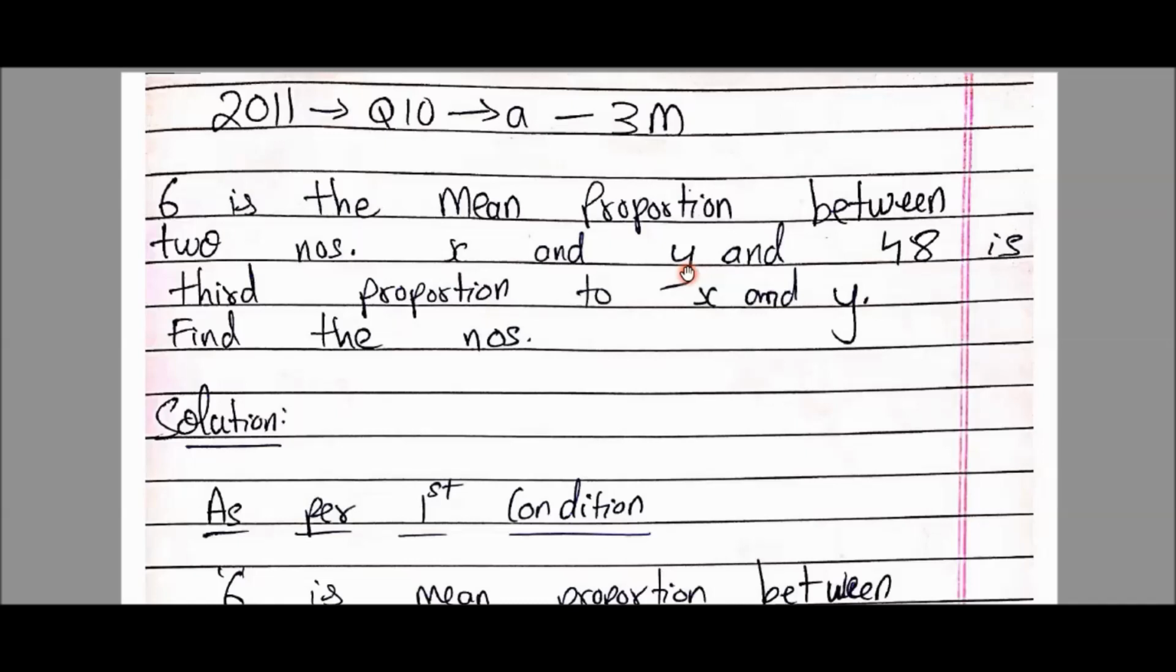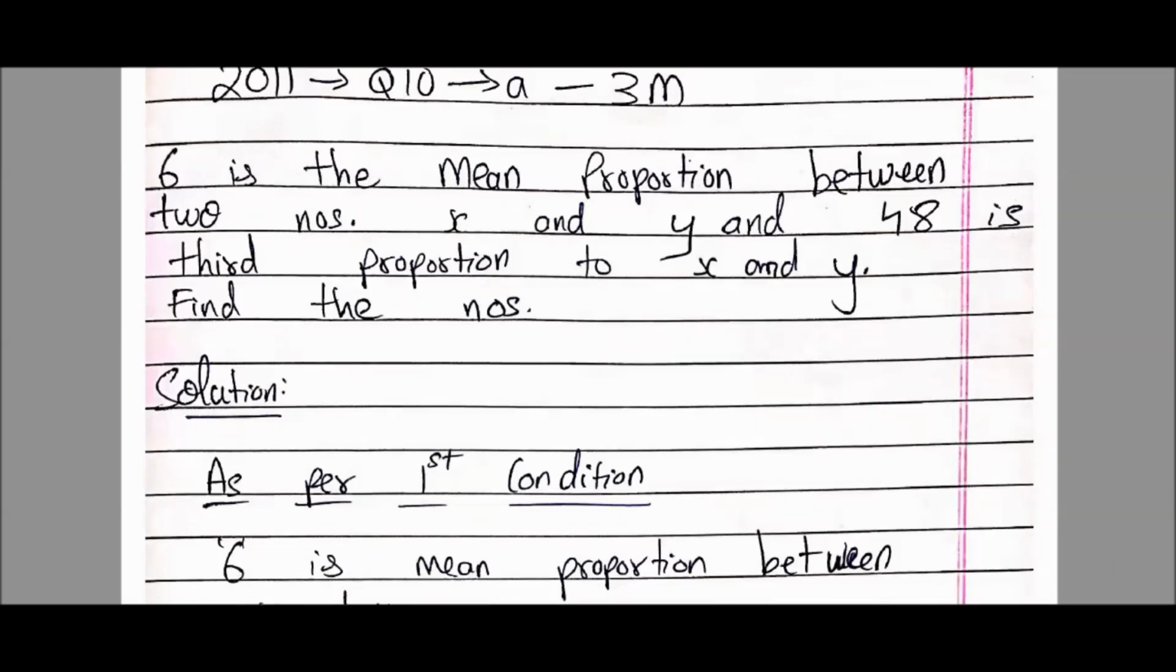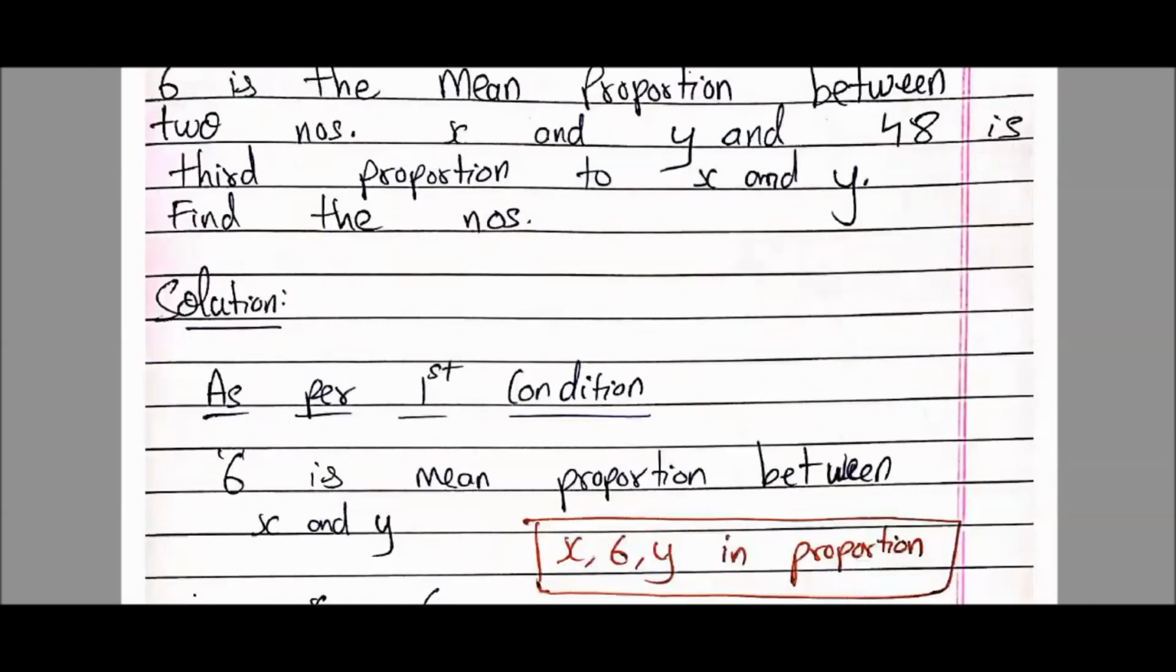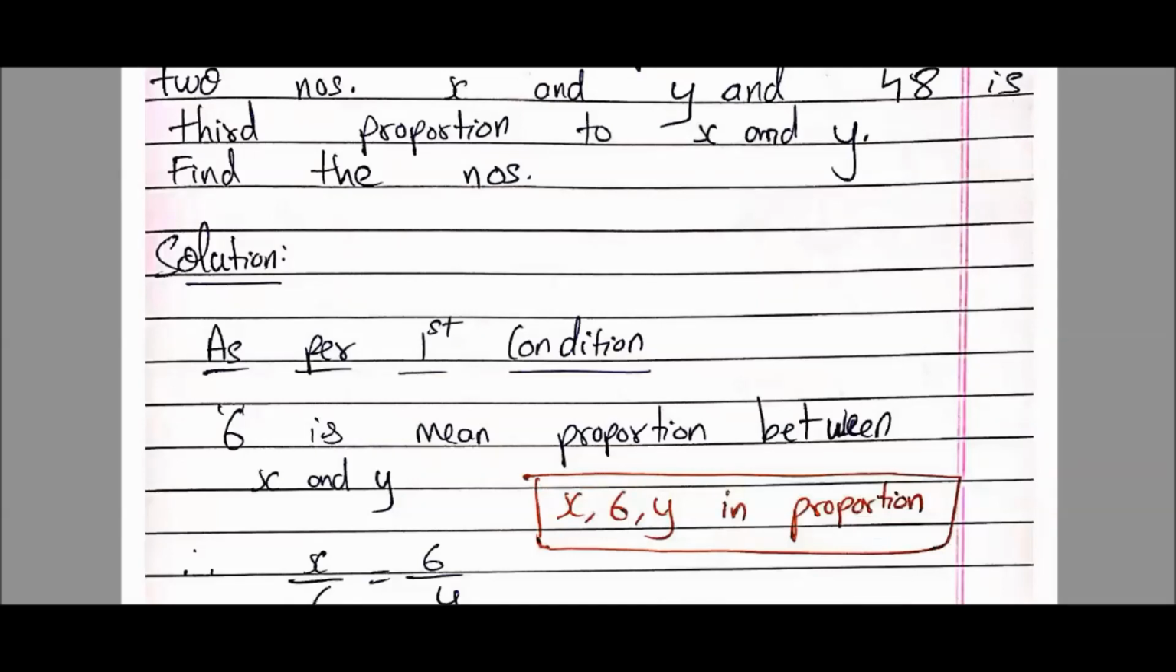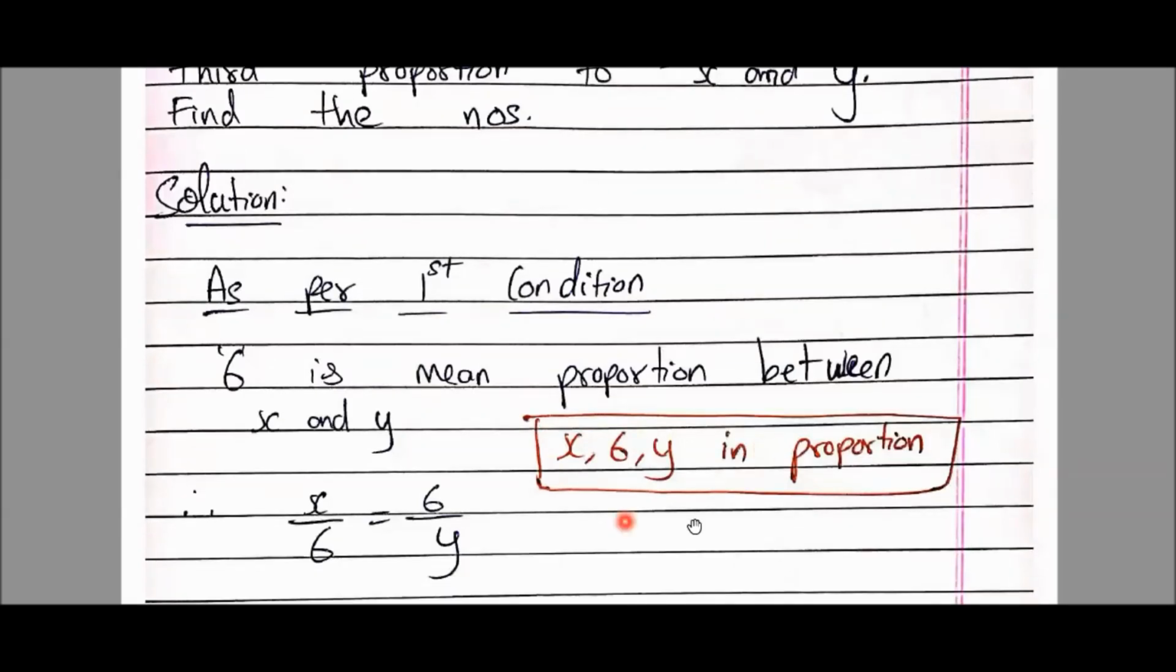6 is the mean proportional. Mean proportional मतलब 6 बीच में है. किसके बीच में है 6? Between X and Y. So what can I say as per the first condition? Please see first this red color part which is in the box. Please see this. If you understand this, then there is nothing in the sum. X comma 6 comma Y, because 6 is given as the mean proportion. 6 is in between X and Y. So I can write X upon 6, as written here, is equal to 6 upon Y.